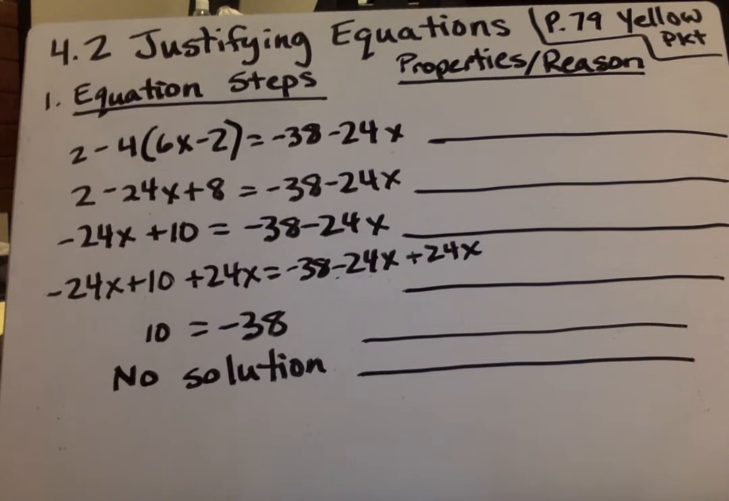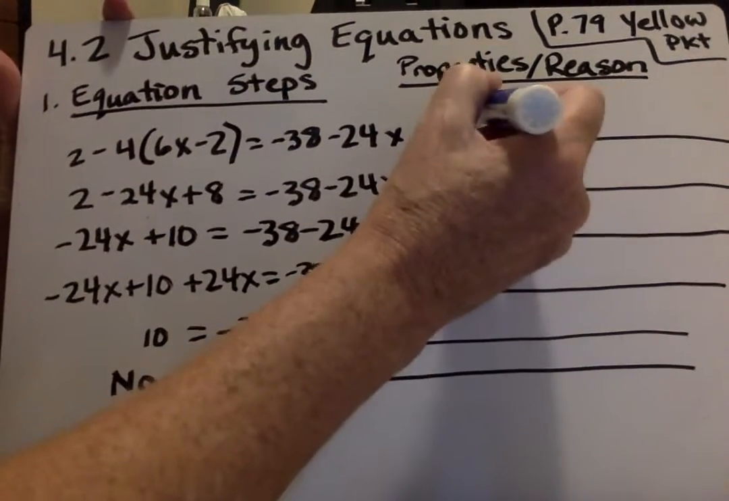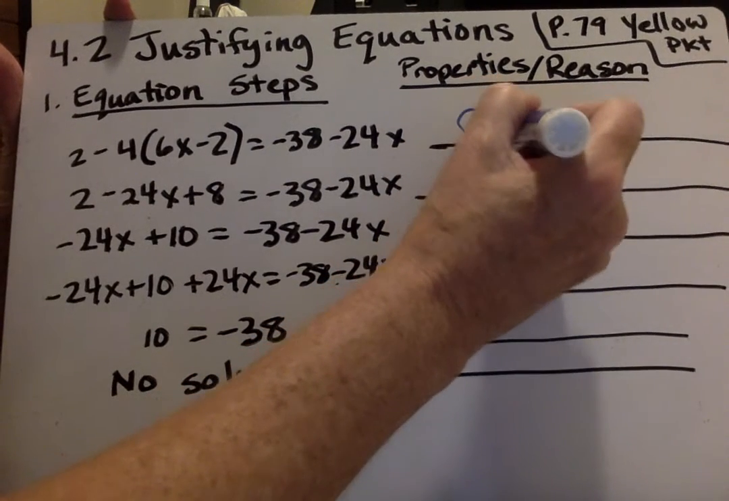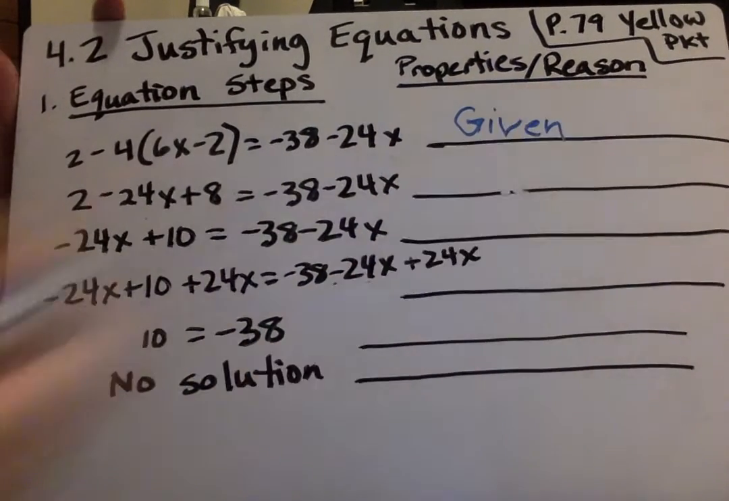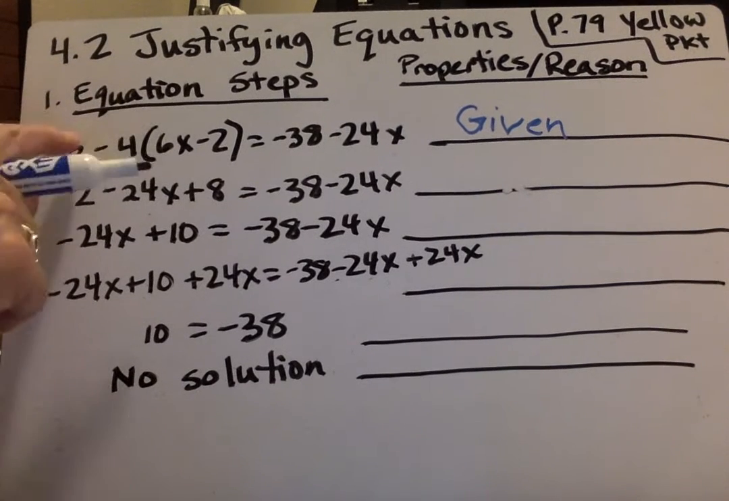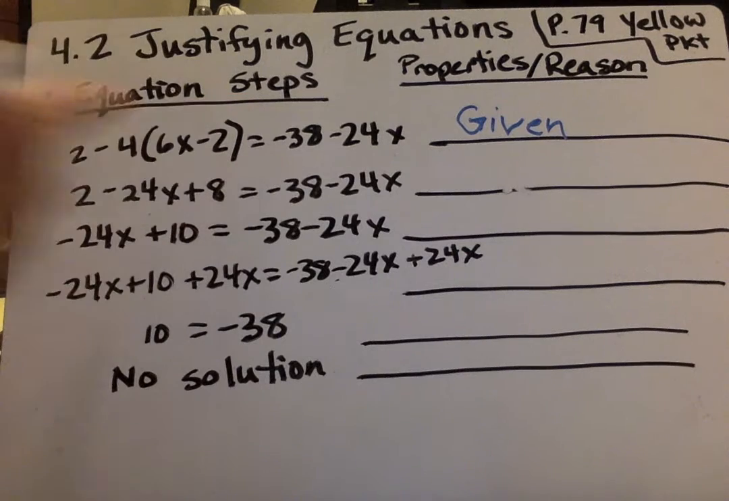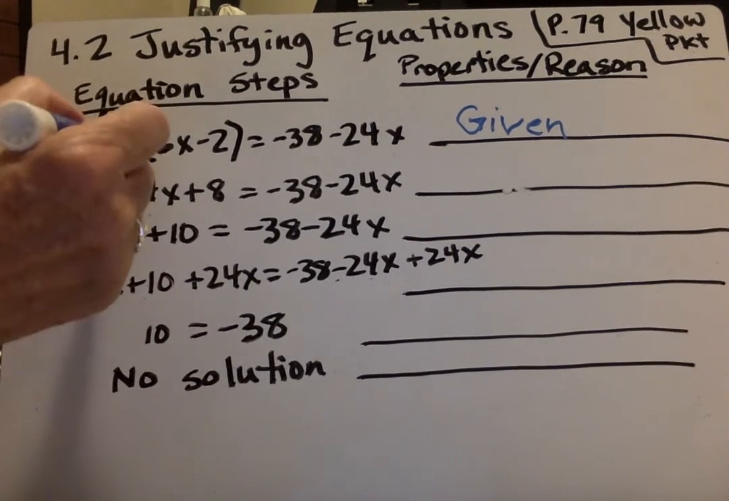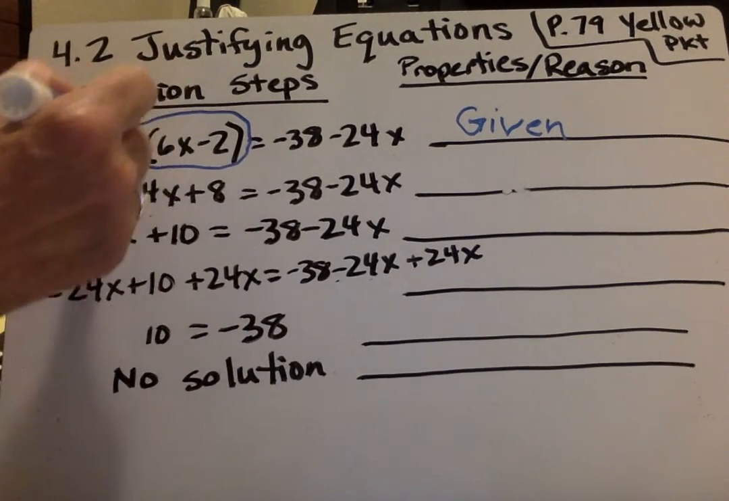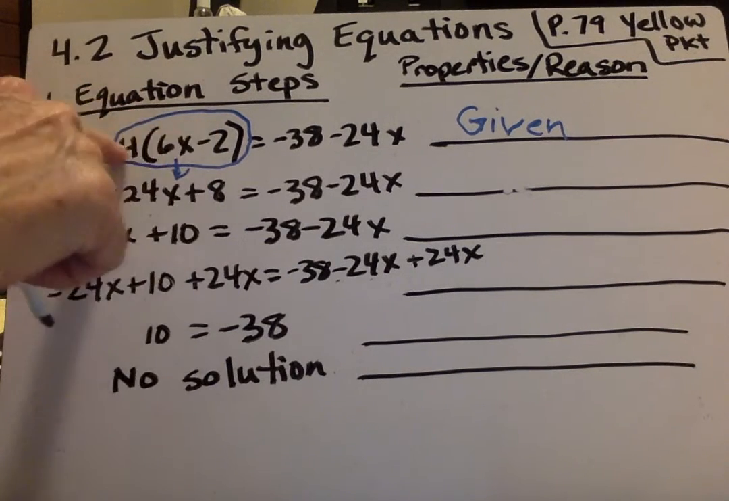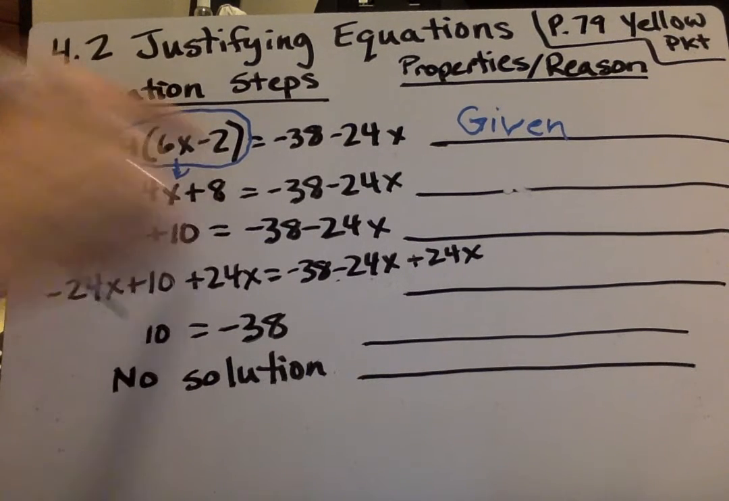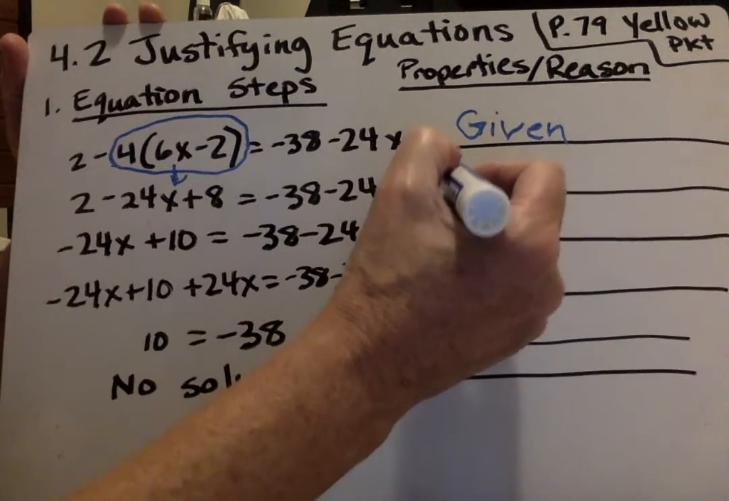Okay, so the very first thing on all of our equations, no matter what, the very first thing you write for a reason is, hey, we're given this equation. So that's what we write here, given. Next, we say, what is the difference between here and here? Going from here to here, we see that there's no parentheses. So we're going to circle the difference. So here's the difference right here. And so what did we do? Distribute the 4 through the parentheses. So I'm going to write over here, distributive property.